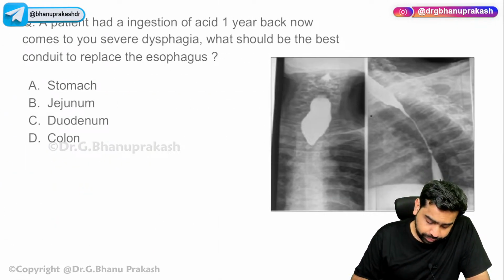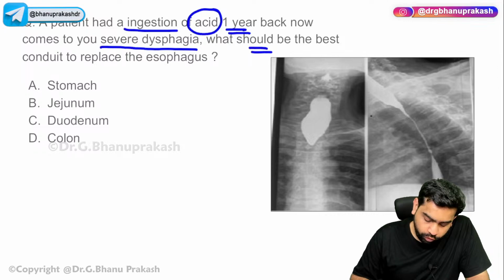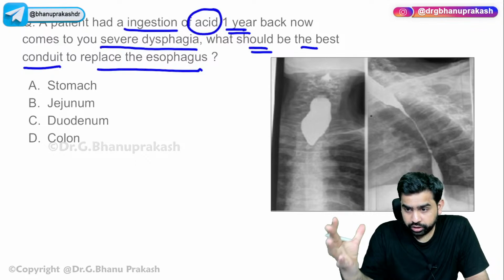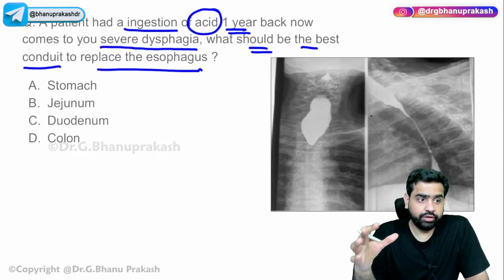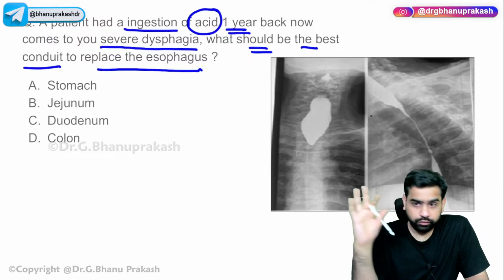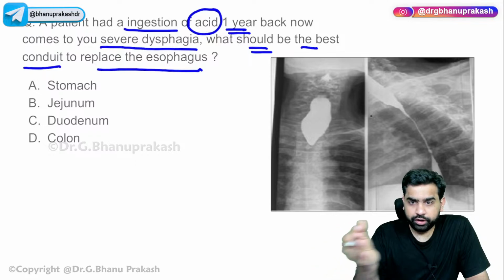A patient had ingested acid 1 year back. Now the patient comes with severe dysphagia. What should be the best conduit to replace the esophagus? Can you please help me with this? Here, the patient drank acid, let's say, 1 year back. Now the patient has complete dysphagia, and you have to perform an esophagectomy.